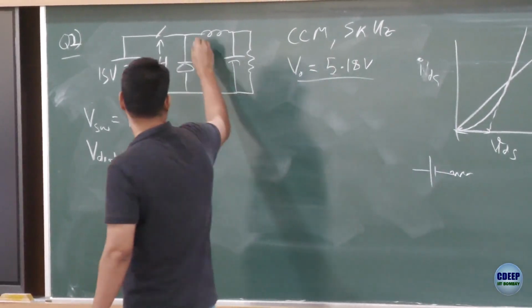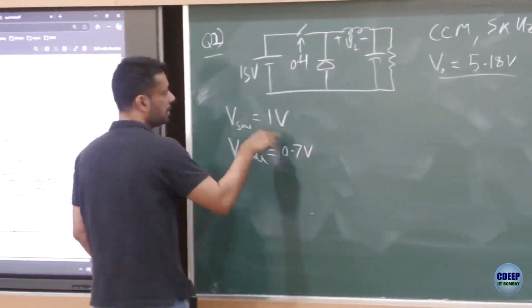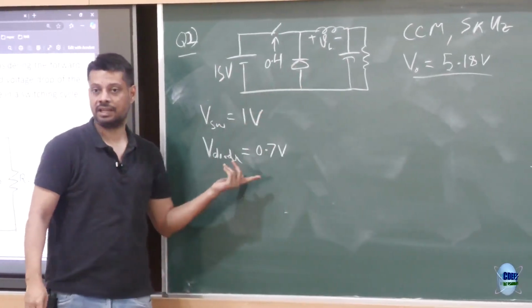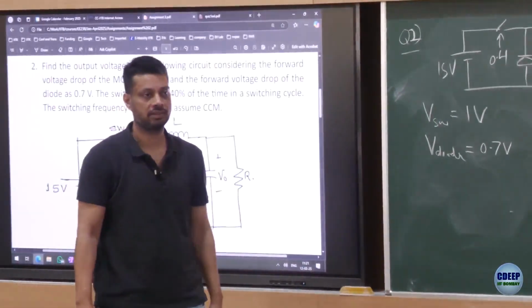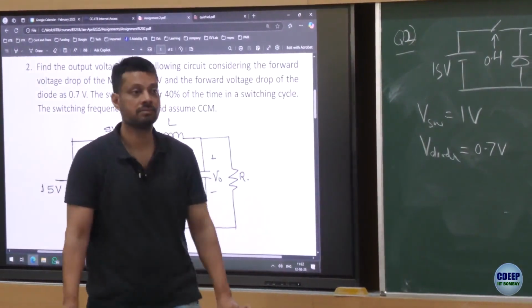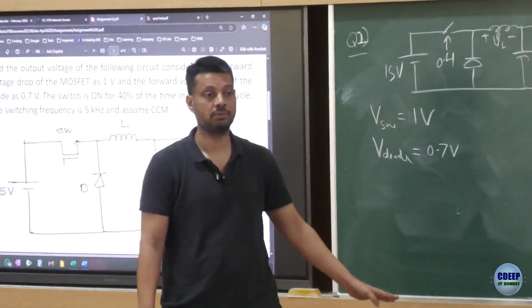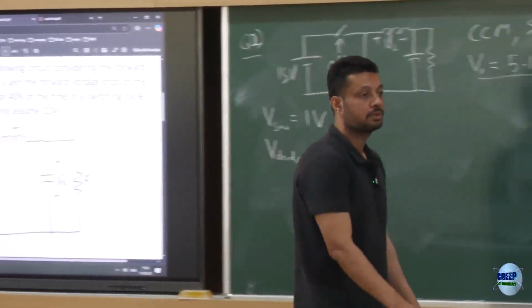So now you write the inductor voltage when the switch is on, using KVL, and the inductor voltage when the switch is off through the diode, using KVL. Then make sure that the average inductor voltage is 0, which will give you this answer. Is that okay? Any question? Anyone, feel free to ask. You want me to write those equations? No one wants to ask anything?